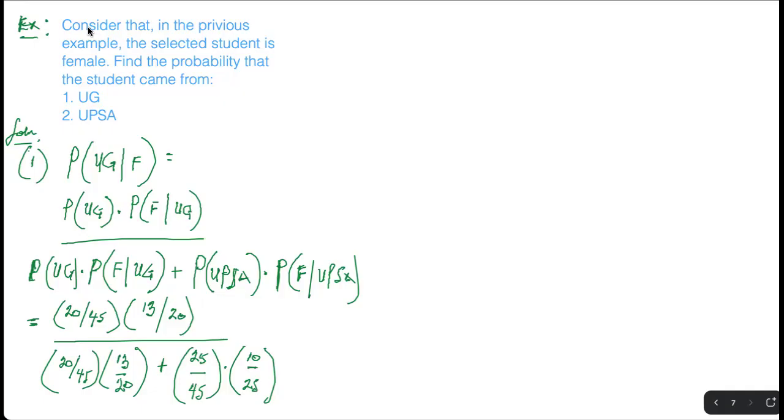All right. So, of course, this can be simplified. So this becomes 13 over 45 plus, once again, 10 over 45. That is 23 over 45. Okay, so at the bottom we have 23 over 45.